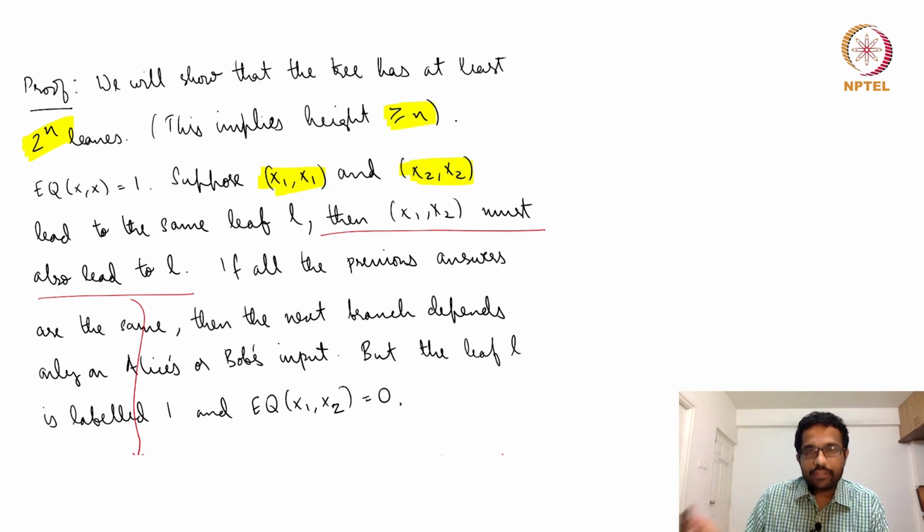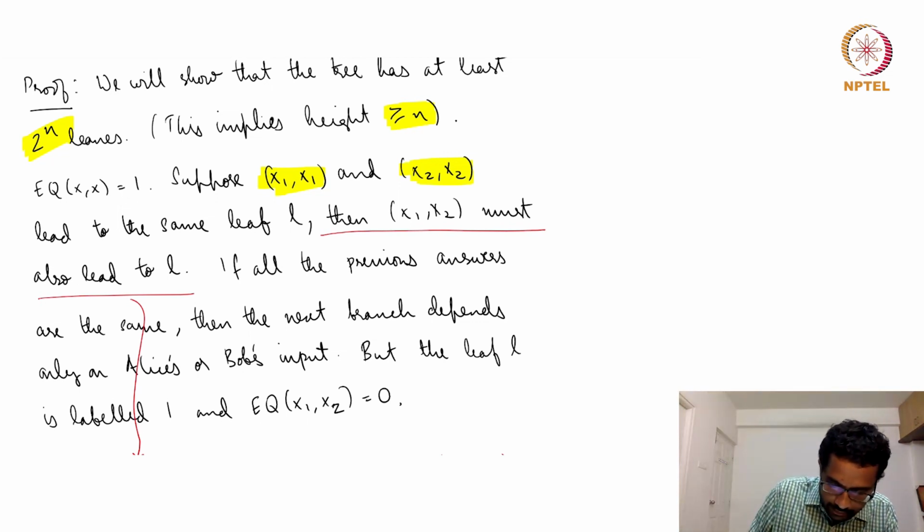But then x1 x2 is two inputs, so it is not equal. They are not equal. We are computing the equality function, right? So when x1 comma x2 goes to a yes leaf, that is an incorrect answer. So this red underlined part is a key observation. If x1 x1 and x2 x2 go to the same leaf, then x1 x2 must also go to the same leaf. But then that is not correct.